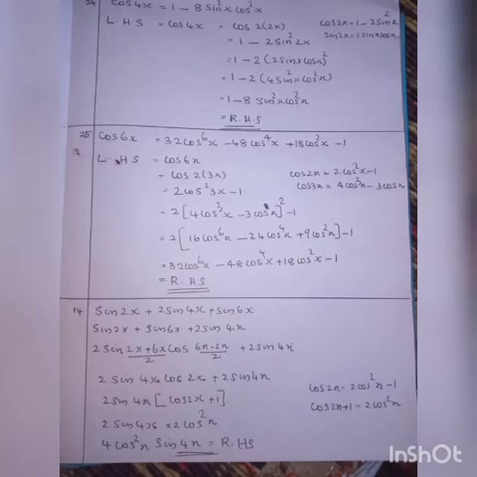Is it clear, children? Now multiply all the three terms by 2. First term 2 into 16, 32 cos raised to 6x. Second term 24 into 2, 48, minus 48 cos raised to 4x, plus third term 9 into 2, 18 cos square x minus 1. Hence the RHS. I hope it is clear for you.